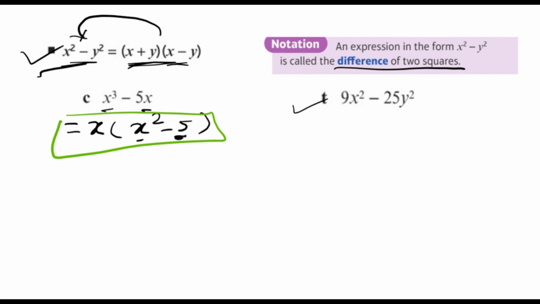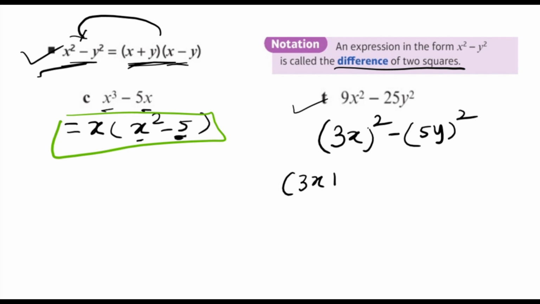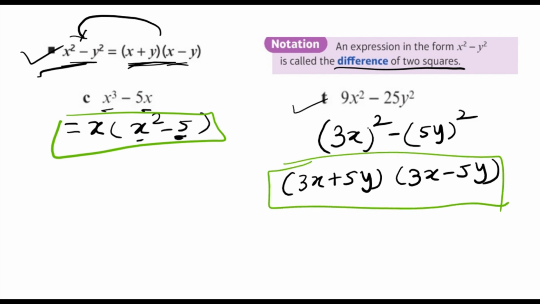Question T. 9x squared minus 25y squared. Use this identity. We have to write the square root of these numbers. Square root of 9 is 3 and square root of x squared is x, whole squared, minus 5y whole squared. So this will be x squared minus y squared. So I can write x plus y, x minus y, which means 3x plus 5y and 3x minus 5y. So this is the answer for this question.